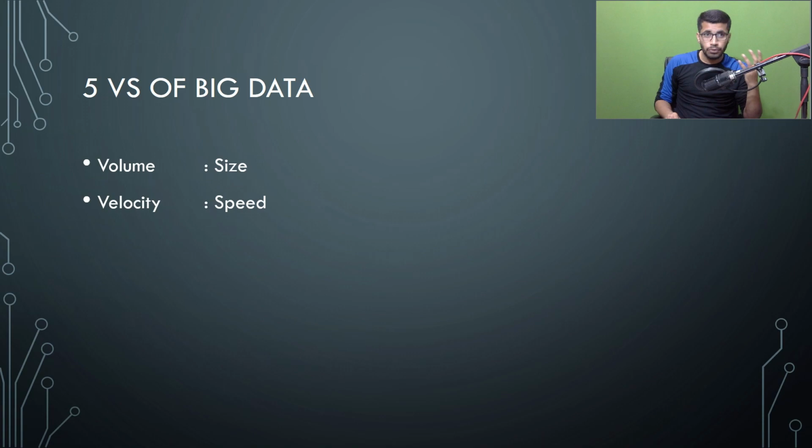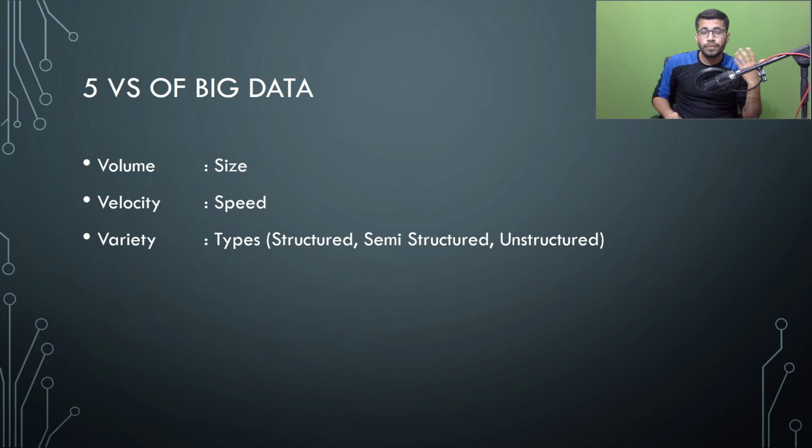Let's take the example of Twitter. In 1 second, 10,000 tweets get generated. So you have to work with that much amount of data. You have to ingest that data into your system, process it, produce the results. So that's huge speed. Then comes variety.